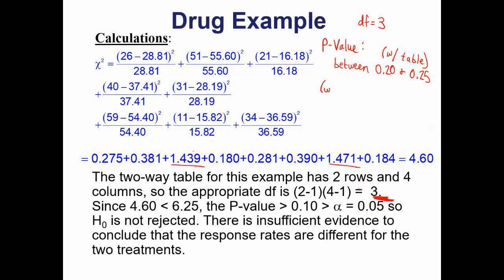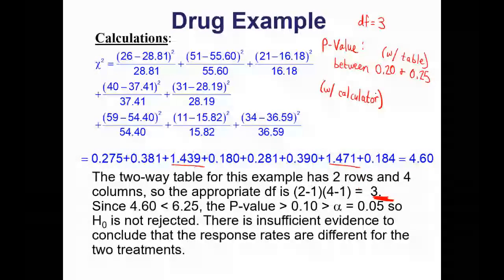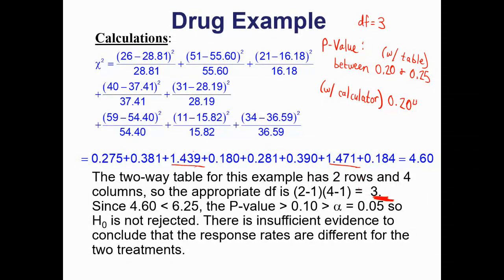If you do it in the calculator, though, I know I'm kind of rushing it, but we're getting tight on time. With the calculator, you would get a p-value of 0.2042. And we know that alpha, they gave us an alpha of 0.05.